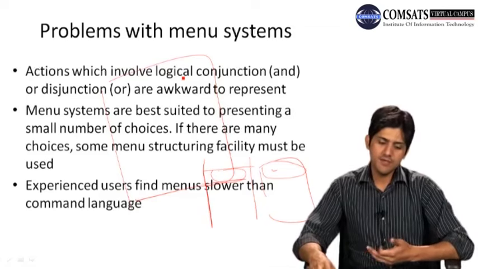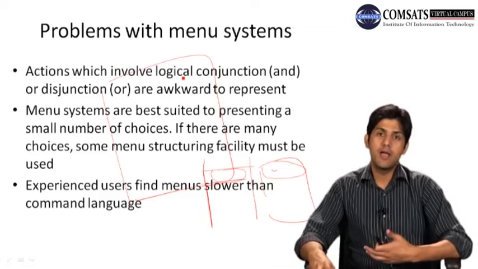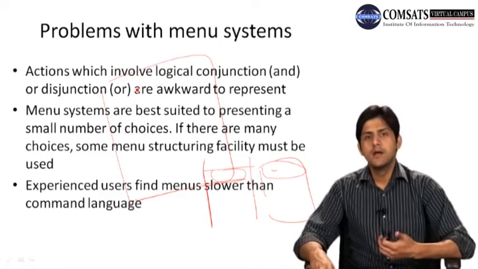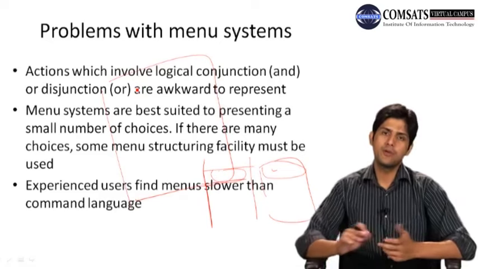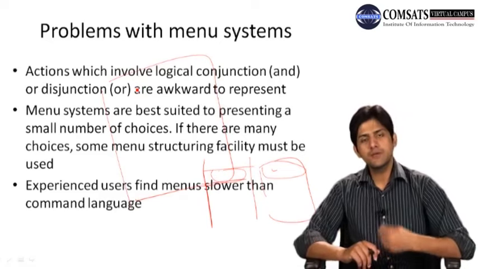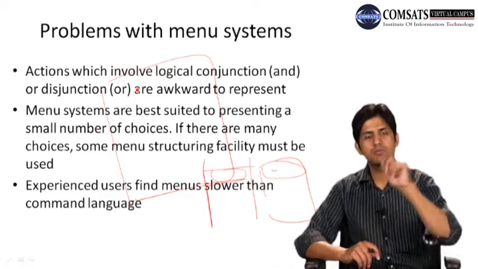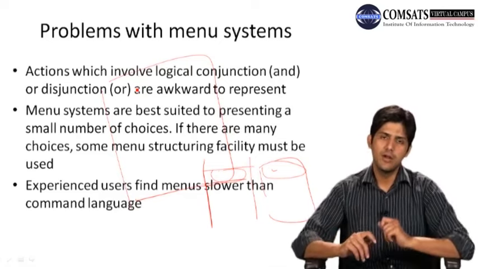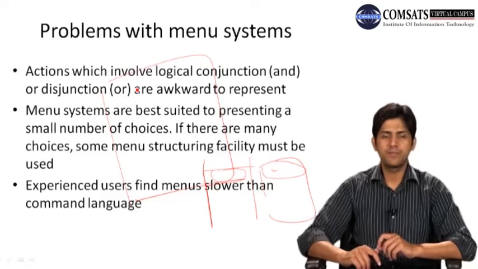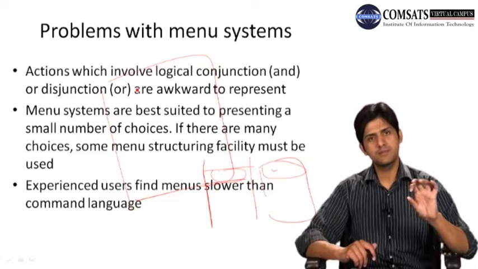And experienced users, they find menus slower than command language. Okay, this is something very interesting that people, I mean, there are different ways of opening Microsoft Word. एक तरीका Microsoft Word को खोलने का क्या है कि आप ढूंढें उसका आइकन और उस पर डबल क्लिक करें. I'm just giving an example of experienced user and somebody who is not. The other way of doing it is that you press the Windows key and you press R.